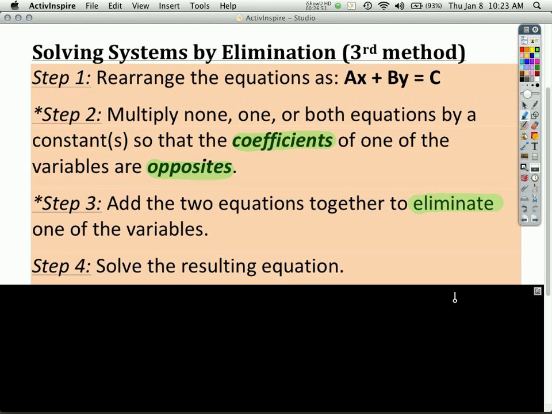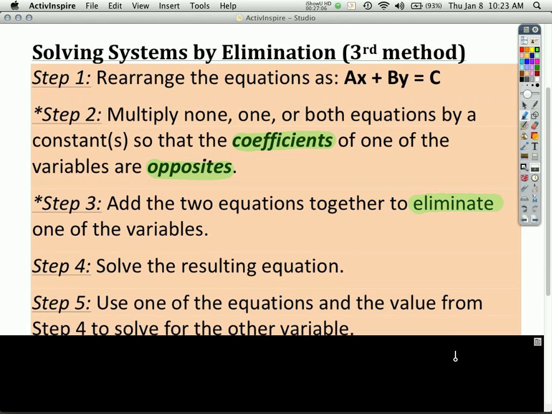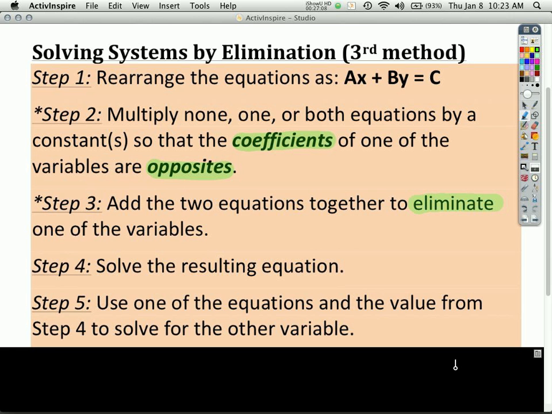Solve the equation that's left. From there, the rest is easy. The rest you already know how to do because it's the same thing you do with substitution as well. Once you get one of the coordinates, you plug it in and get the other. Use one of the equations and the value that you just found to get the other variable.